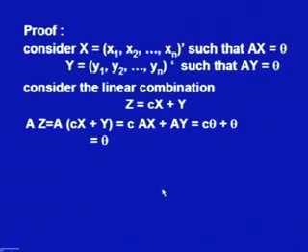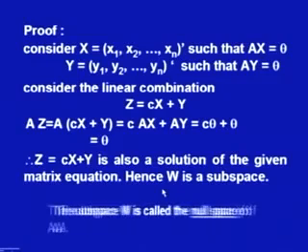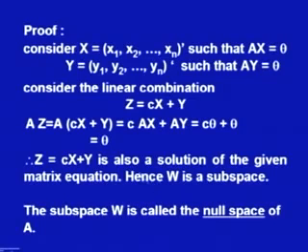So, it forms a subspace. So, W is a subspace. In particular, the subspace W is called the null space of A.